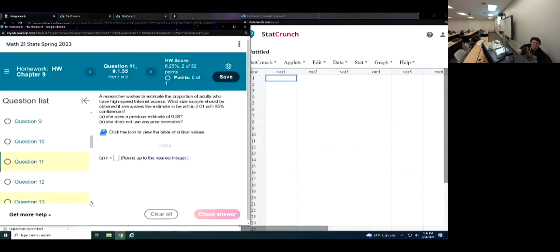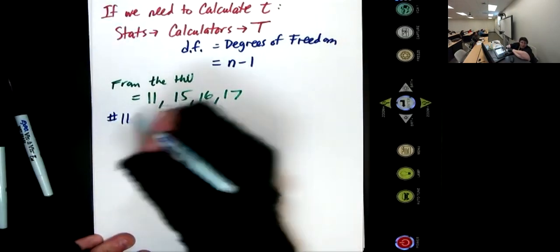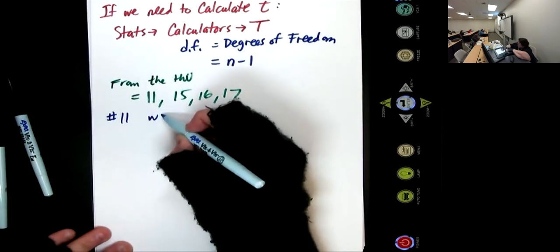It says a researcher wishes to estimate the proportion of adults who have high-speed internet access. What size sample should be obtained if she wishes the estimate to be within 0.01 with 95% confidence if the previous estimate is 0.38, and she didn't use prior estimates. I should have done this one last week. So problem number 11 wants us to find the sample size.